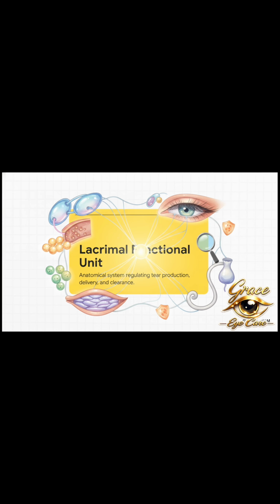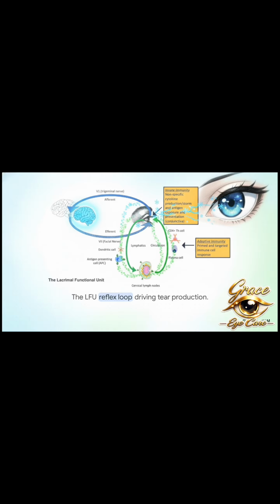The lacrimal reflex pathway is a perfect example of how our nervous system and tear film work together to keep the ocular surface healthy. But have you ever wondered how our eyes know when to produce more tears? The answer lies in the lacrimal reflex pathway. Imagine a speck of dust landing on your cornea or the surface of your cornea becoming dry.